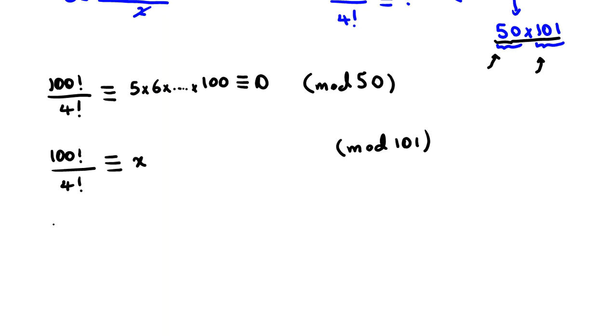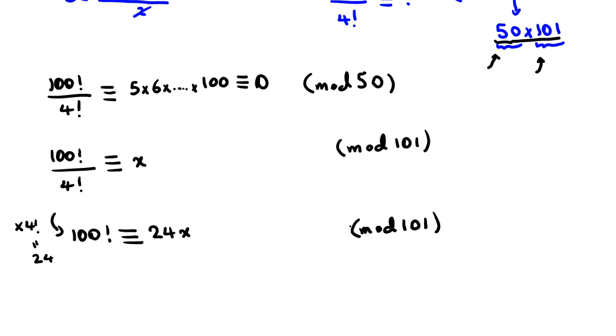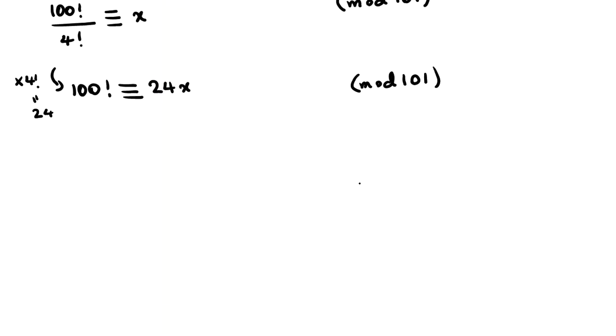So here, if I multiply both sides by 4 factorial, then left side will be 100 factorial, right side will be 4 factorial is what? 24. It will be 24x mod what? Mod 101. So all things we consider is mod 101. So sometimes I don't write this. Note that all of them are mod 101. So 24x is congruent to 100 factorial, and 100 factorial is congruent to what?